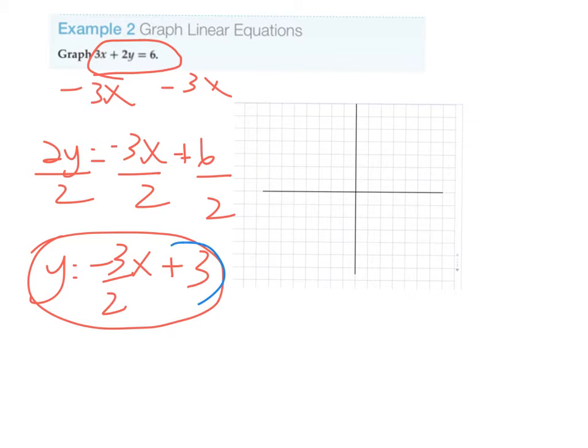I'm going to start on the 3 for graphing, but now I have a -3, so I'm going to go down 3 and to the right 2 and put my next dot. The two dots create my graph. Notice with the negative slope, we have a line going down.